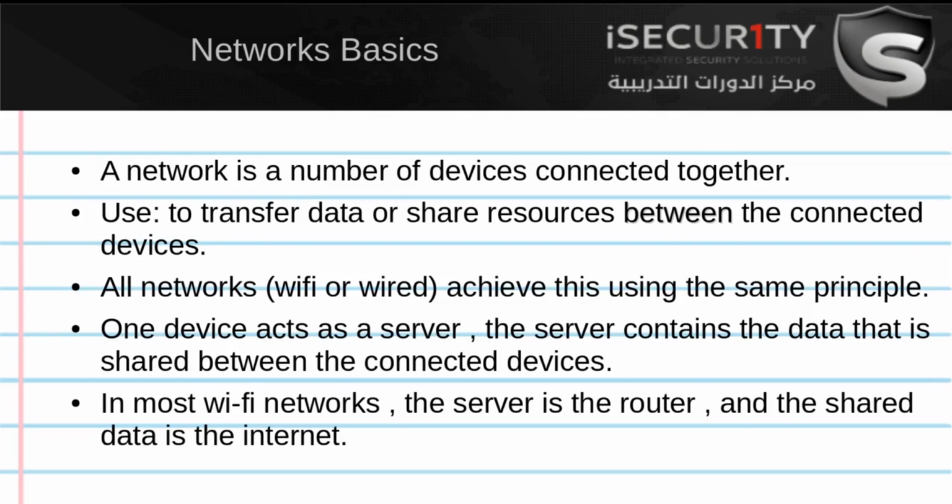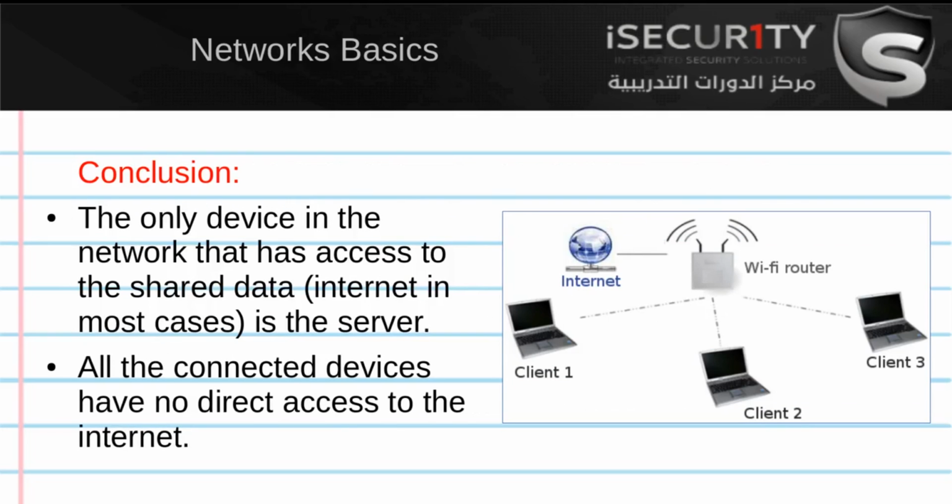So all the devices on the network have no direct access to the internet, as we can see in this diagram. The only device in the network that is connected to the internet is the Wi-Fi router. All the other devices, as we can see here, we have client 1 and 2 and 3, they have no access to the internet, but they can access it by connecting to the router.